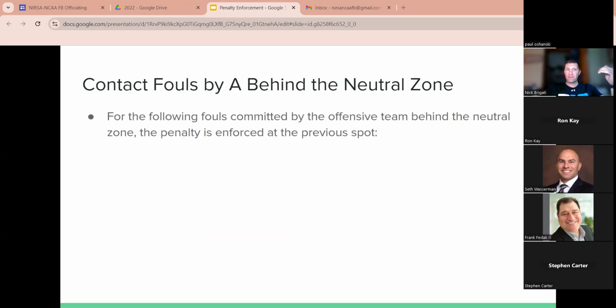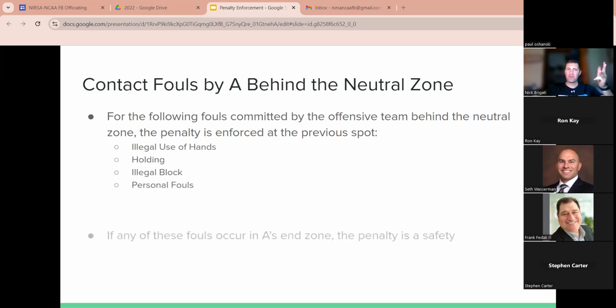For these fouls, specifically the fouls I'm about to mention, committed by the offensive team behind the neutral zone, we would enforce the penalty at the previous spot. That includes any illegal use of hands, holding, any illegal blocks, any personal fouls. If any of those occur in the field of play behind the neutral zone, the basic spot is the previous spot. However, if they occur in the team in possession's end zone, in this case A's end zone, it's still a safety.